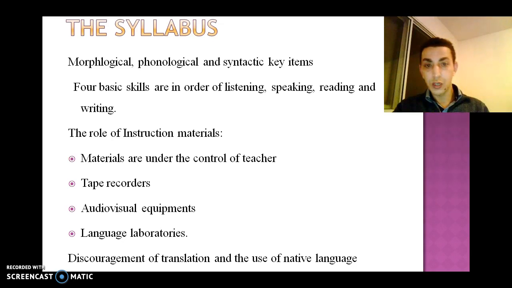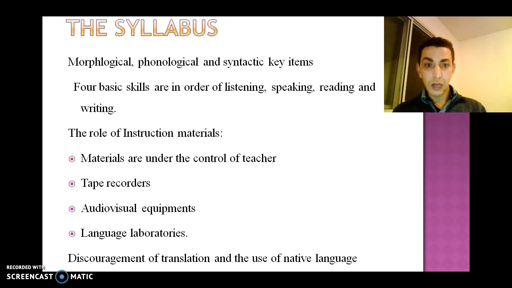and the syllabus is based on phonological, morphological, and syntactic key items. And of course, the usage of the main skills is really essential in the method, and this is what I like personally. We start with listening, then speaking, and then writing, but writing comes really later. It doesn't have the priority.